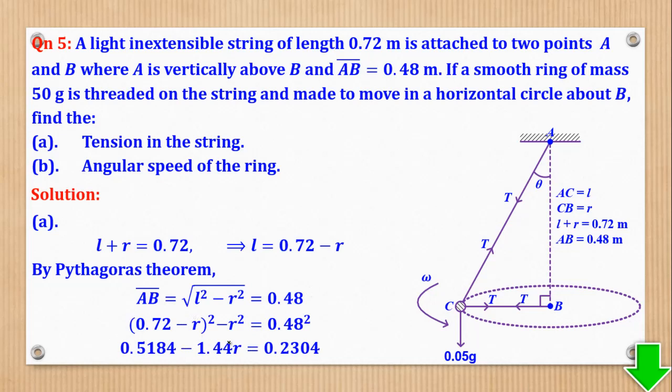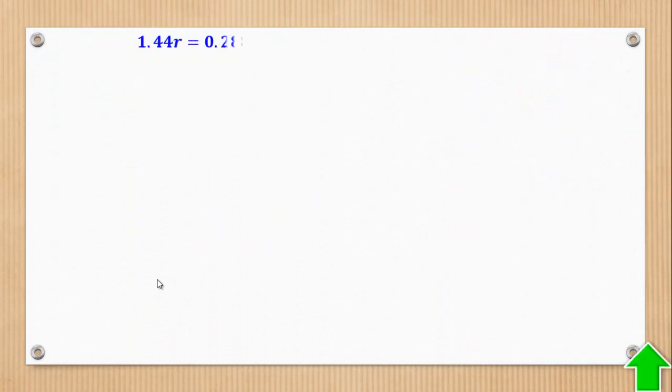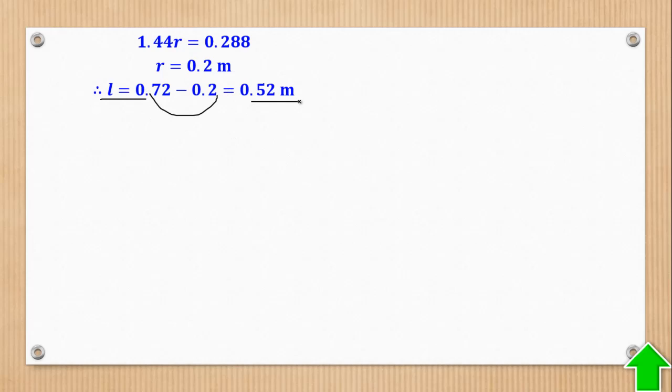Then here realize that we have one unknown. So make it the subject, and that will be the radius. Therefore L will be equal to this minus that to give you this.